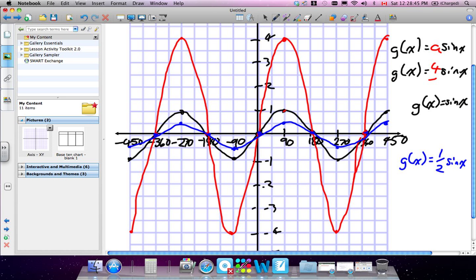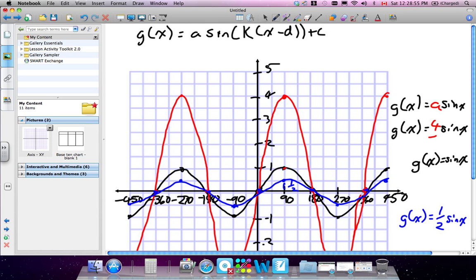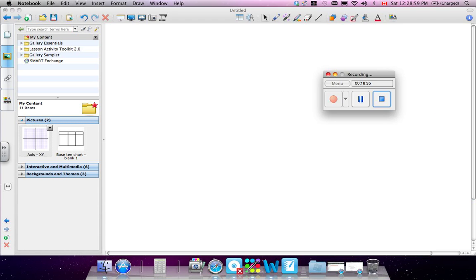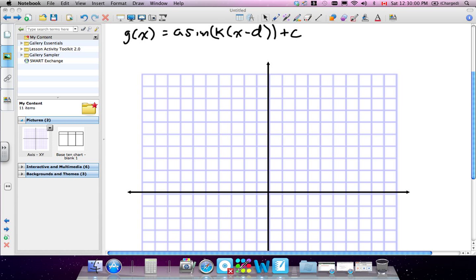If you notice this one, it's a lot smaller than what we'd drawn before. Does that make sense? The amplitude is changed to a half instead of being 1. So that's what your a transformations are. It's not too bad. Let's go to k.